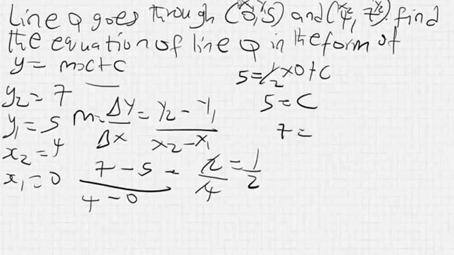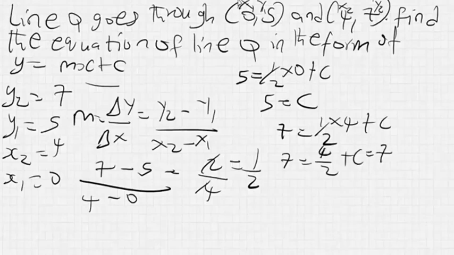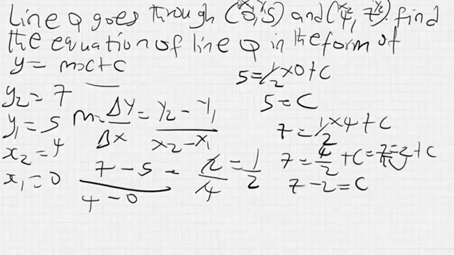7. 7 equals our m, which is half, and now our x is 4, so times 4 plus c. So this will give us 7 equals, now half times 4, that's 4 over 2, plus c, which is 7 equals 4 over 2, which is 2, plus c. So this will cross over, the positive sign changes to negative. So 7 minus 2 equals c. Therefore, our c is what? 5. So either way works.